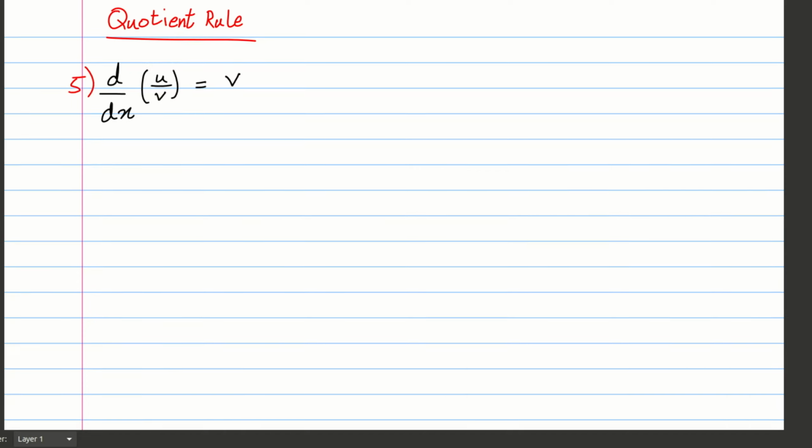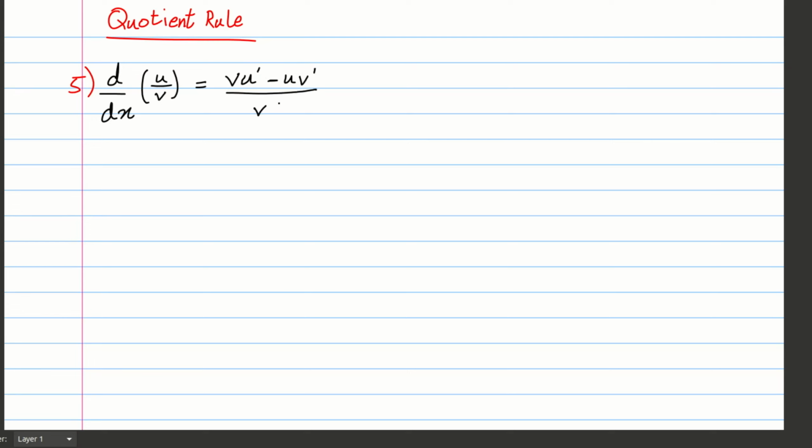Now let's do the quotient rule. The quotient rule is used to find the differentiation of the quotient of two functions. This is our formula: d by dx of u divided by v is equal to v as it is, and then use differentiation bar, which is used to show that it's differentiation, minus u as it is with v bar, by v square.